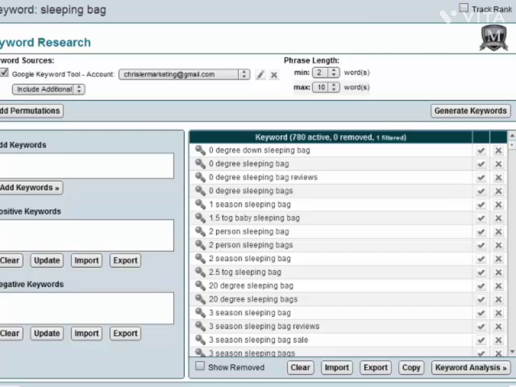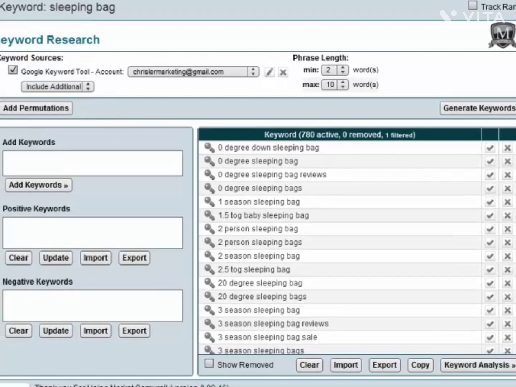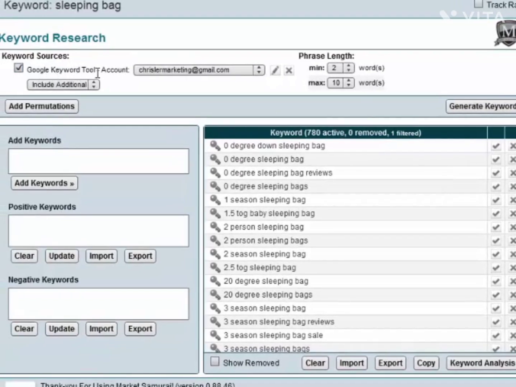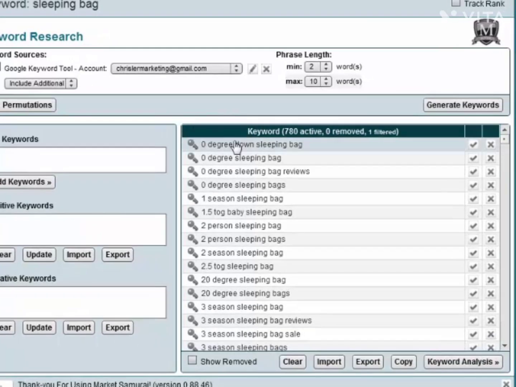All right, so Market Samurai has brought back 780 different keywords. One thing I will point out here is the keyword source is the Google keyword tool. So you don't need to use that separately because this will actually incorporate it right in. To get a lot of the features, you will need an AdWords account. If you don't have a Google AdWords account, you just get a Gmail address and then go ahead and sign up for AdWords. You don't actually have to spend any money. AdWords just needs to be active on that email address. So you will want to do that because that'll bring back more data. So you can see I have a whole bunch of terms here.